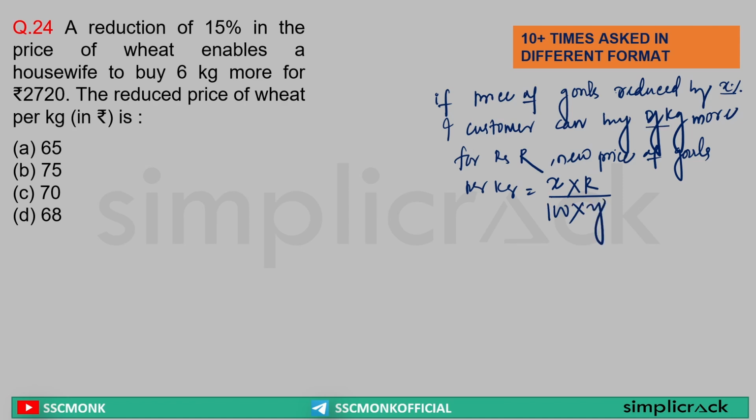Okay. Now it is saying if the reduction is of 15% of the price of wheat, so X is what? 15%. It enables a housewife to buy 6 kg more, so Y is equal to 6, for the rupees 2720. Now X into R, that is 15 into 2720, divided by 100 into C. C means 6 kg. Now we'll solve it.